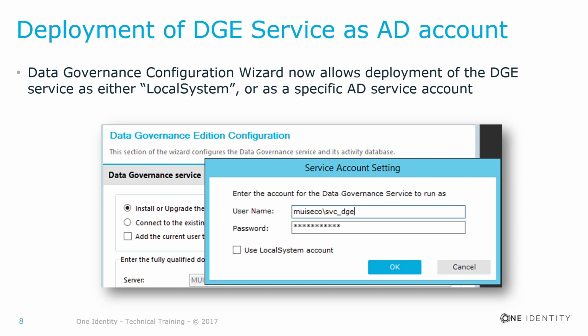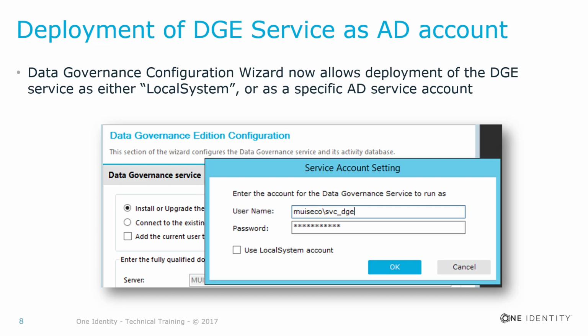Changing it after the fact usually would require running some PowerShell commands and things like that. Well, to make it easier, we've actually put it right into the configuration wizard. And this is actually new in 7.1.2 in one of the newer hotfixes, but of course it's been rolled up into 8.0. So as you deploy the data governance service, you have the option right away of either running it as a local system, which would be checked by default. That's the default behavior, or you can change it to actually run as a specific service account.